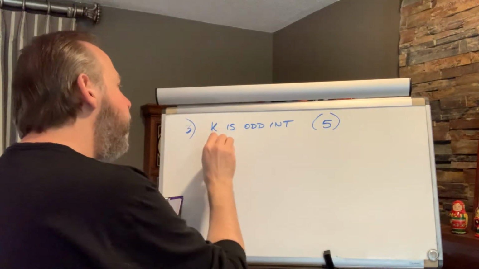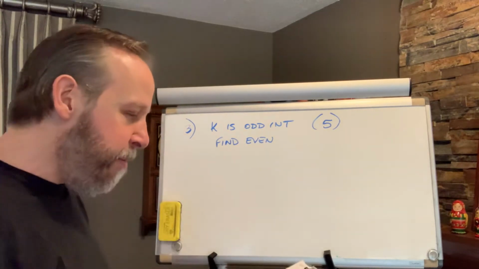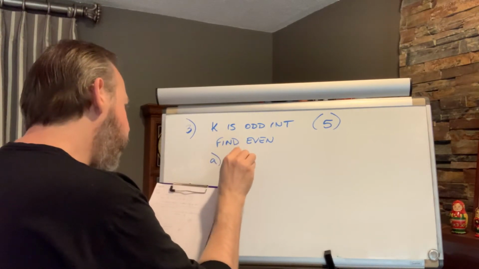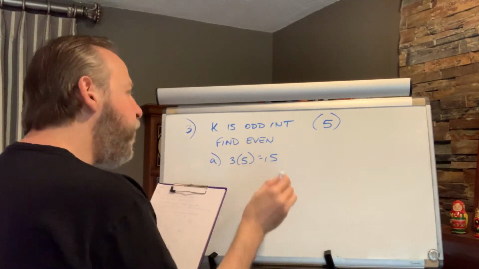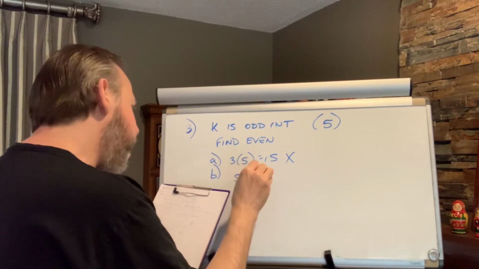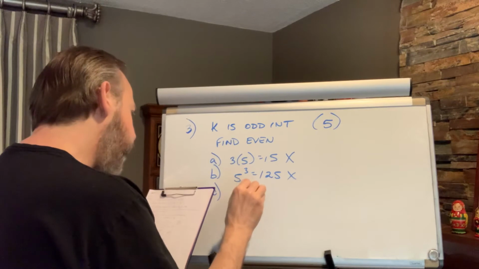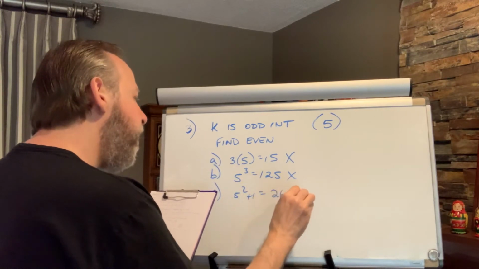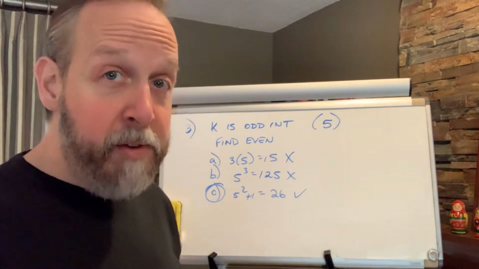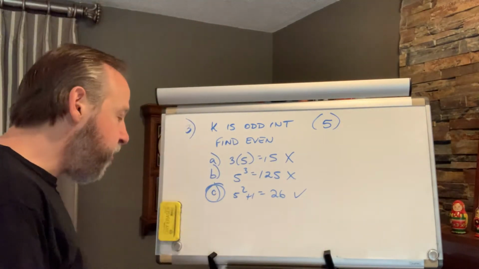We want to find an answer that would be even from choices A, B, C, D. All right, well, plug it in. That's all you have to do. Plug it in. A says 3 times K, so 5. That's 15, and 15 is not even. Try B. B would be 5 to the third power, which is 125, which is not even. Try C. 5 squared plus 1 is 26. Well, that works. I don't have to try D. I found my answer. But if you did, for some reason, try D, 5 plus 2 is 7, which is still obviously odd. So the answer is C.